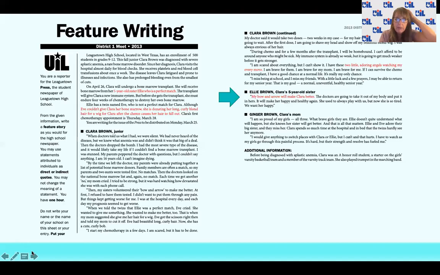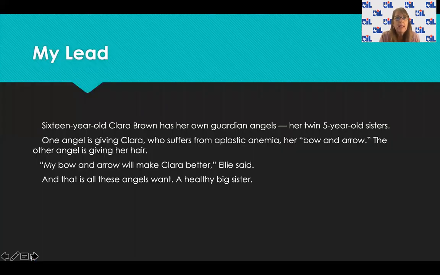So this is what my lead looked like. 16-year-old Clara Brown has her own guardian angels, her twin 5-year-old sisters. One angel is giving Clara, who suffers from aplastic anemia, her bow and arrow. The other angel is giving her hair. My bow and arrow will make Clara better, Ellie said. And that's all these angels want: a healthy big sister.